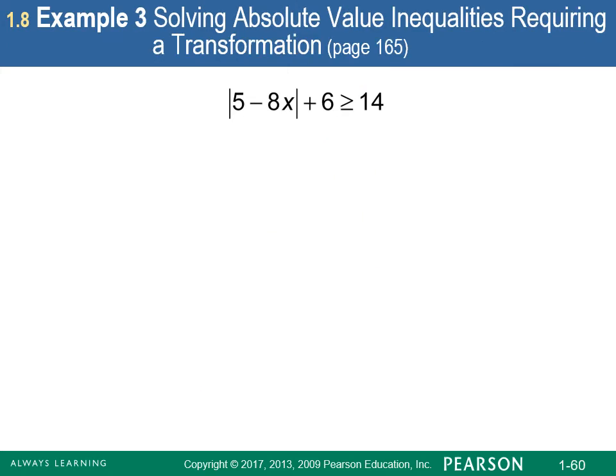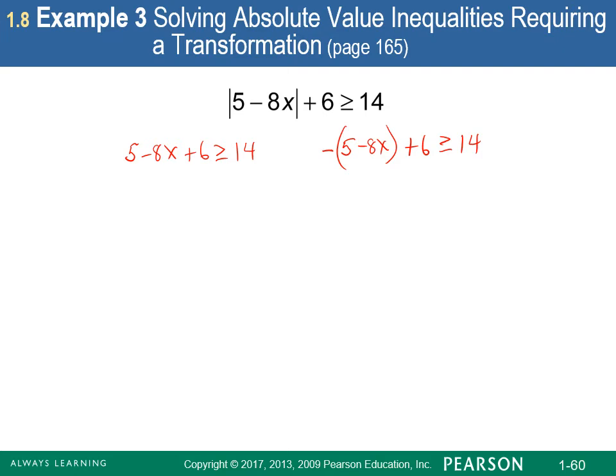So I hate to sound like a broken record, but if you're using my technique that I've been showing you all along, you should know by now. We're going to write 5 minus 8x plus 6 greater than or equal to 14. We're going to write 5 minus 8x with parentheses around it and a minus on the front of it, plus 6 greater than or equal to 14. And then we're going to solve each one of those.